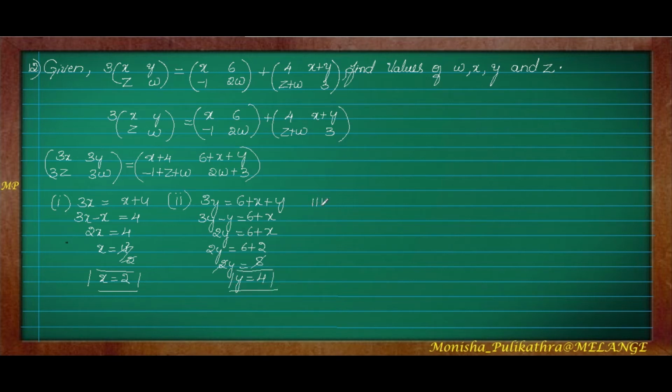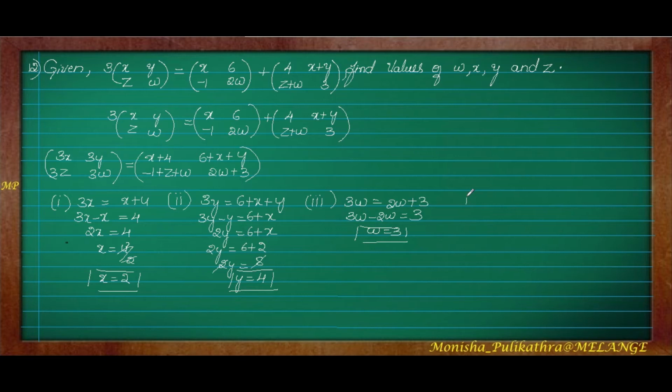Next I will be taking 3w. Here z and w are not there, so first we have to take those numbers from where we can get the answers. So 3w is equal to 2w plus 3. So 3w, I'll be shifting this to the left hand side. Minus 2w is equal to 3. So w is equal to 3.